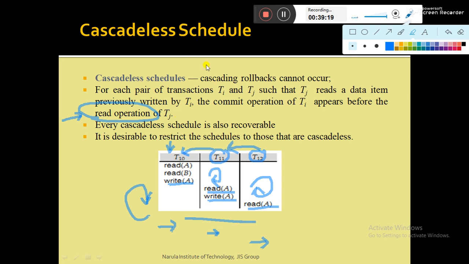In the recoverable schedule, the commit operation of Ti appears before the commit operation of Tj. But to make a schedule cascadeless, the modification is that the commit operation of Ti appears before the read operation of Tj. So before the read operation on data item A by T11, commit should happen for T10. Similarly, before the read A operation of T12, the commit operation of T11 should happen. Before T11 reads the data item A, T10 should commit.